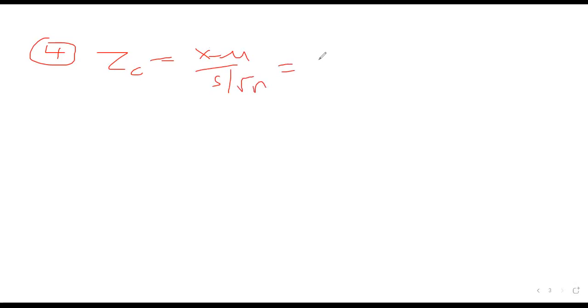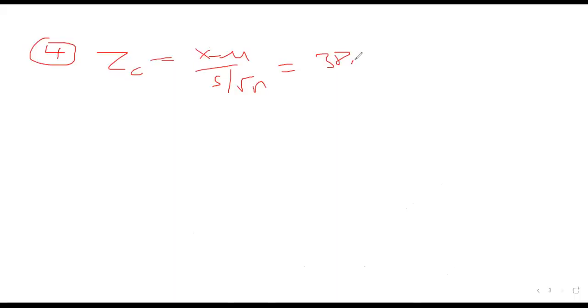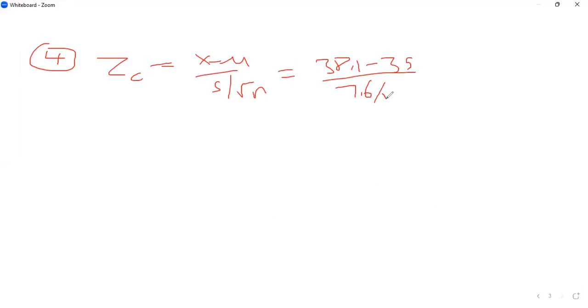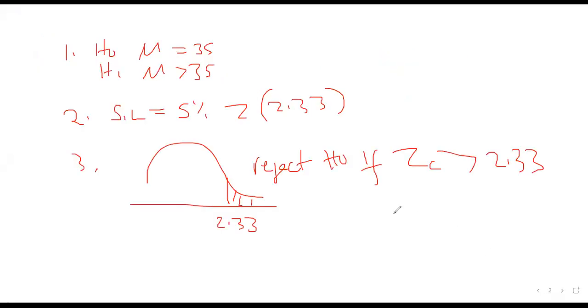So here, our X bar, in the question, we calculated is 38.1. Our mu is 35, standard deviation 7.8, and our N is 18. So 38.1 minus 35 over the standard deviation of 7.8 over the square root of 18. So here we're going to have 1.73. Now we need to go to the table to check where 1.73 is.